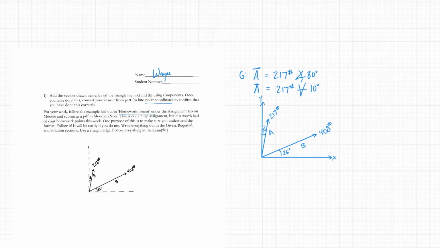Unfortunately, we're using the English system of units. All right, so once we've got the given down, then we need to know the required, and then we can actually get to work. The required is A: A plus B equals what, using the triangle method. And then B: A plus B equals what, using components.